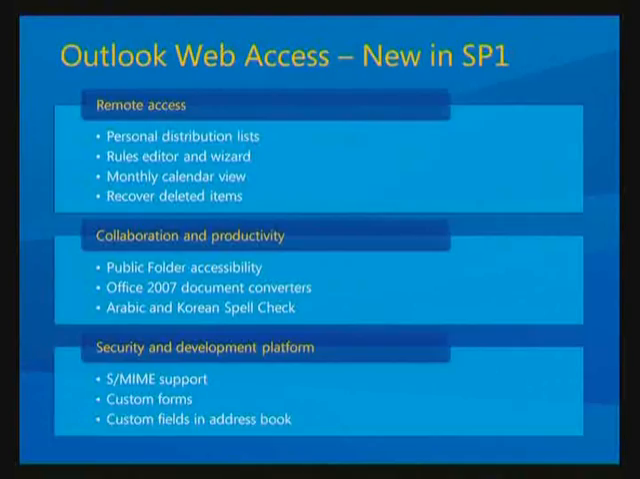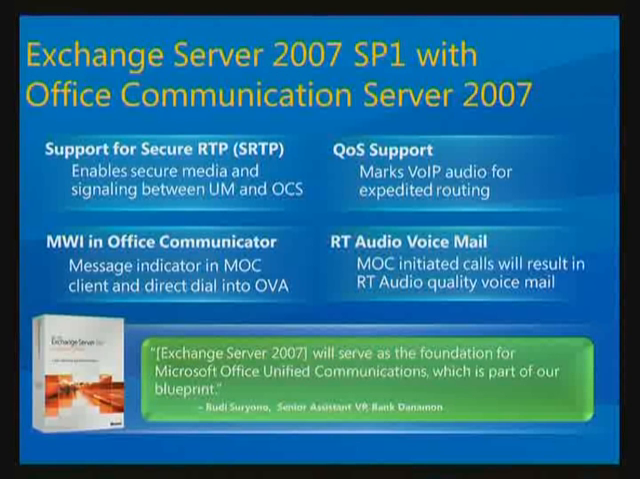Secondly, we heard from a number of organizations that rely on S/MIME to secure their communications. They rely on it for encryption and for signing of messages. And so we've added that capability back into Service Pack 1 within Outlook Web Access, so you can S/MIME encrypt emails. And lastly, for integration with line of business applications, we've added support for custom forms within Outlook Web Access. So that touches on primarily the end user benefits within SP1 for Anywhere Access.